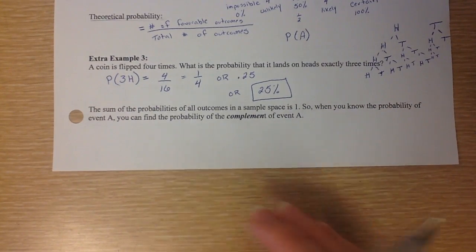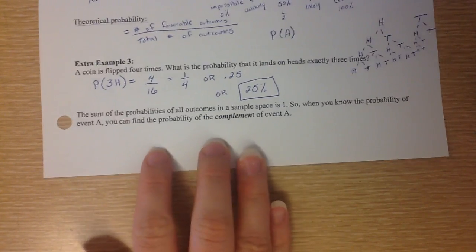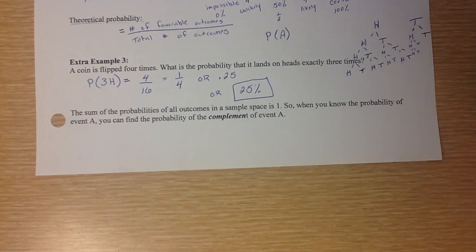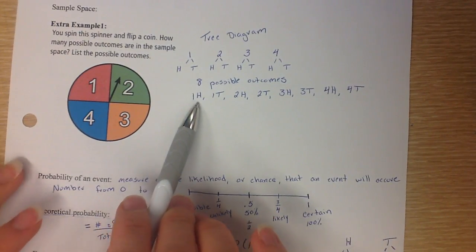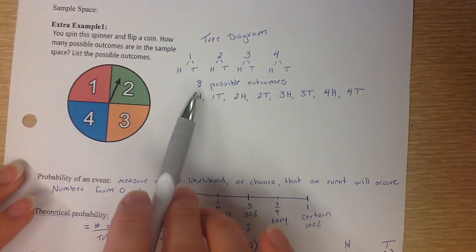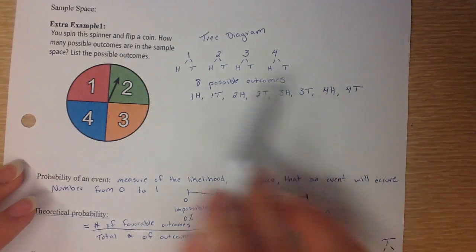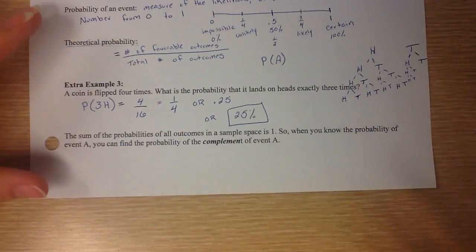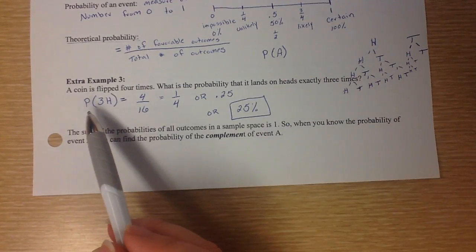Okay, so that's a probability of, after flipping a coin 4 times, the probability of it landing on heads exactly 3 times. Okay, the sum of the probabilities of all the outcomes in a sample space is 1. So if I add up all the possible outcomes, like in this case, the possibility of rolling a 1 in a head, the possibility of rolling a 1 in a tail. If I did the probability of every single one of these and added them all up, the probability is always 1, or 100%.